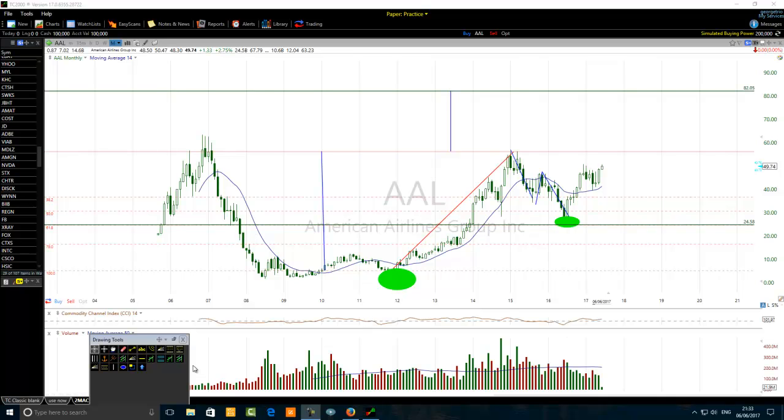All right, so here we are. You can see that this is the cup, in the form of a V pattern. Price made a 180 degree turn and then pulled back to the 50% Fibonacci retracement level.